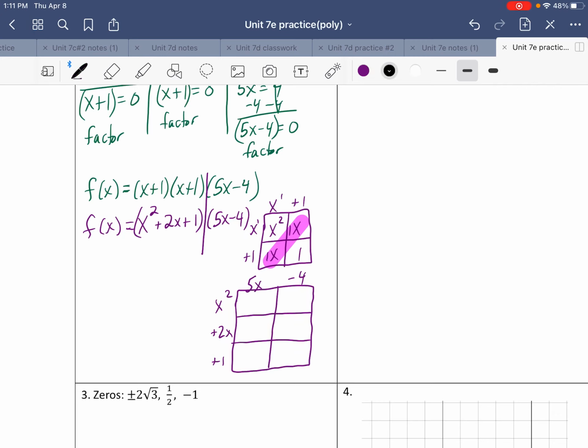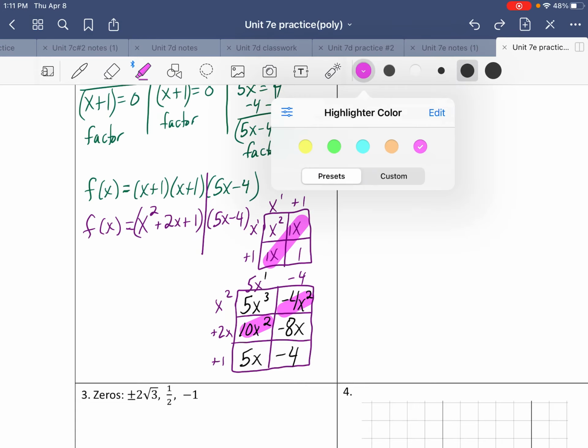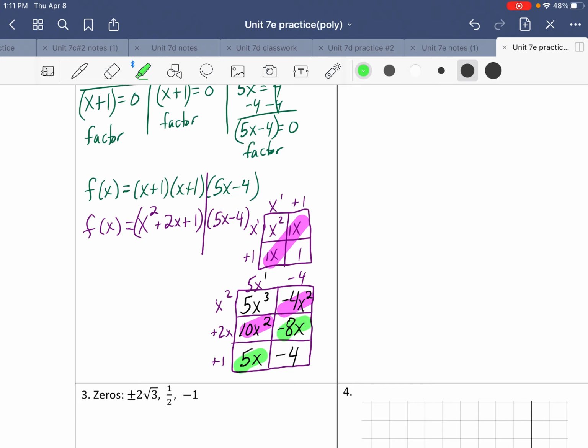Multiply these out. 5x times x squared is 5x cubed: like bases, add exponents, so 1 plus 2 is 3. 2x times 5x is 10x squared. 1 times 5x is 5x. x squared times -4 is -4x squared. -4 times 2x is -8x. 1 times -4 is -4. Looking at our like terms, let me do that in different colors because it's a different like term. They're usually diagonals of each other.